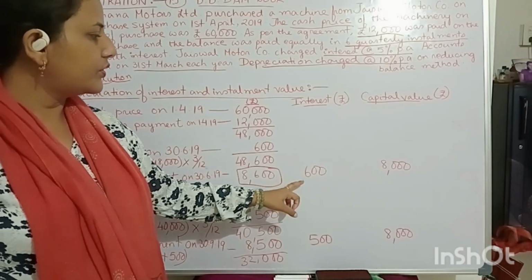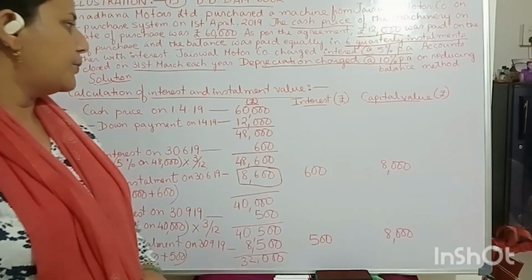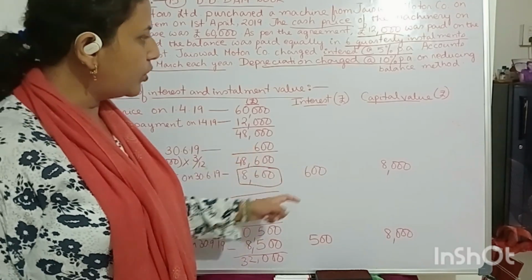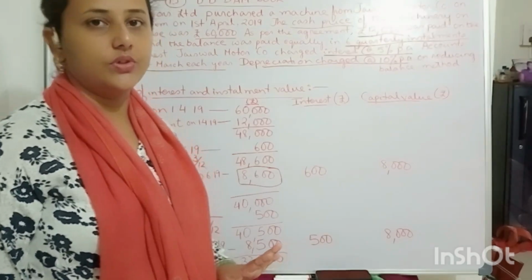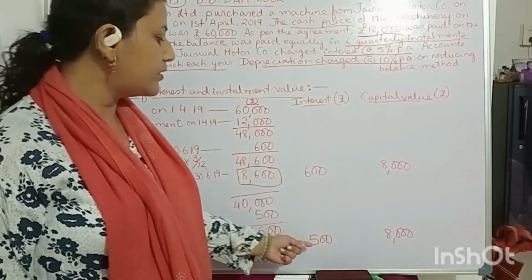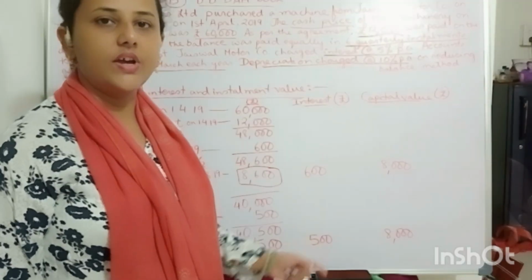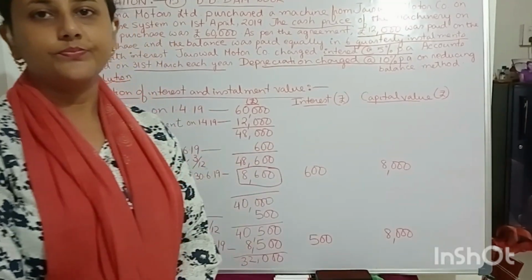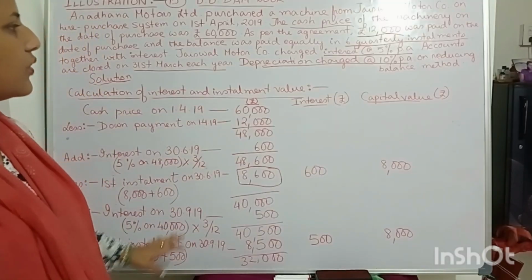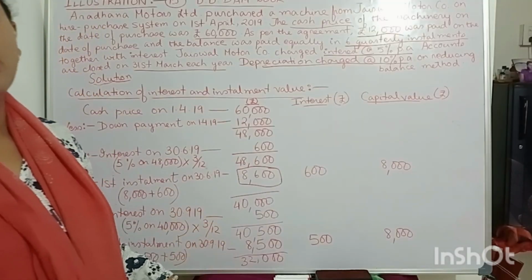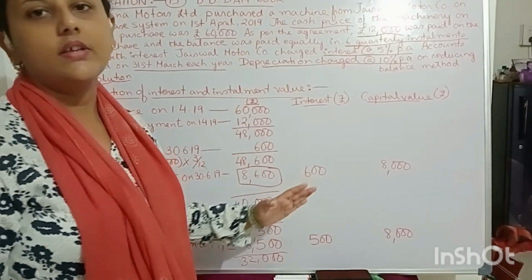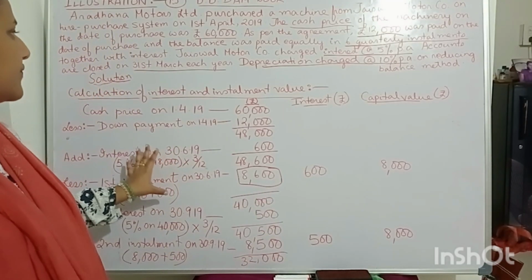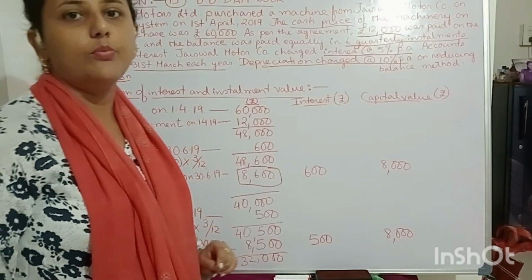And see here, for the first quarter, what is the amount of interest? It is 600. Then what is the capital value? It is 8,000. Then for the second quarter, what is the amount of interest? It is 500. And what is the amount of capital value? It is 8,000. So this is how you have to calculate the amount of interest as well as the amount of installment value. So this is for calculation of interest and installment value.